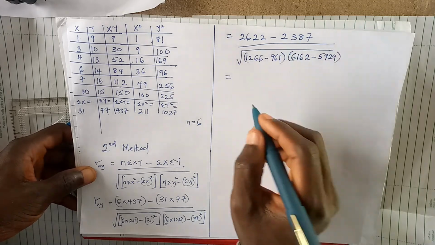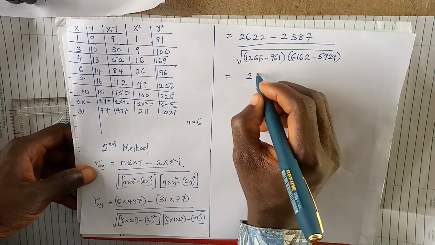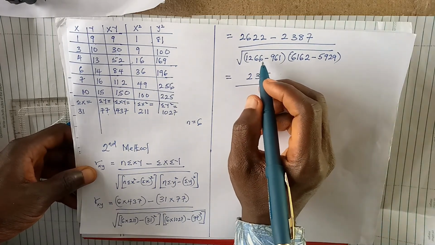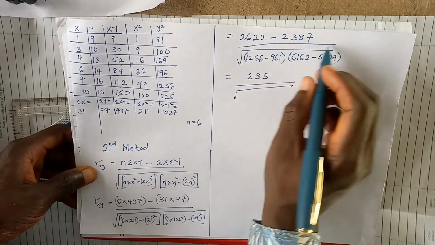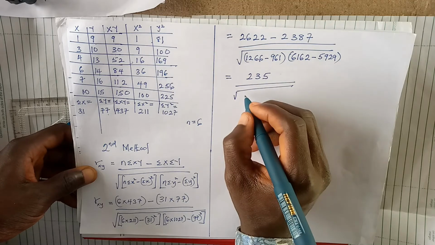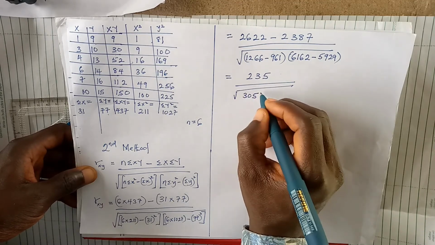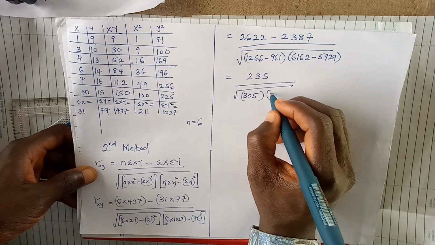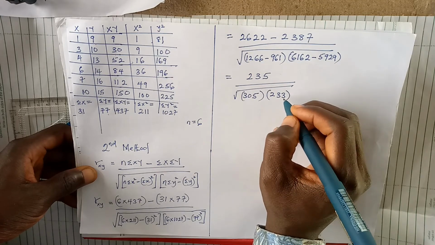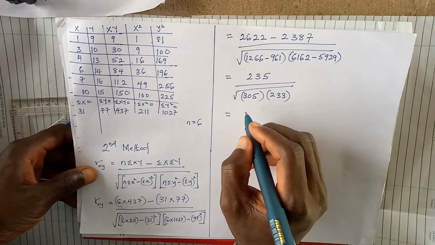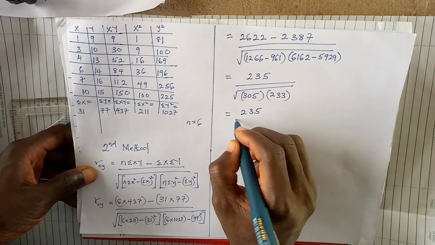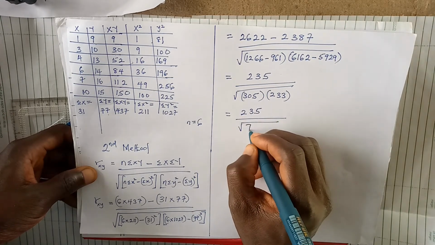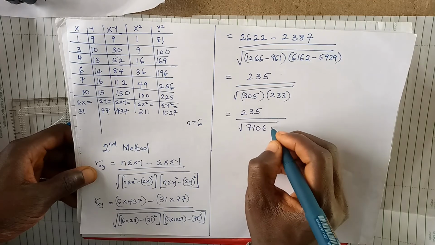And what are we going to get here? Definitely this is going to give us 235 divided by the square root, the square root first. Now 1266 minus 961, this will be 305, into bracket, another bracket, 6162 minus 5929, this will give us 233. So this will lead us to the next step, that is 235 divided by the square root of 305 multiplied by 233. That will give us 71065.